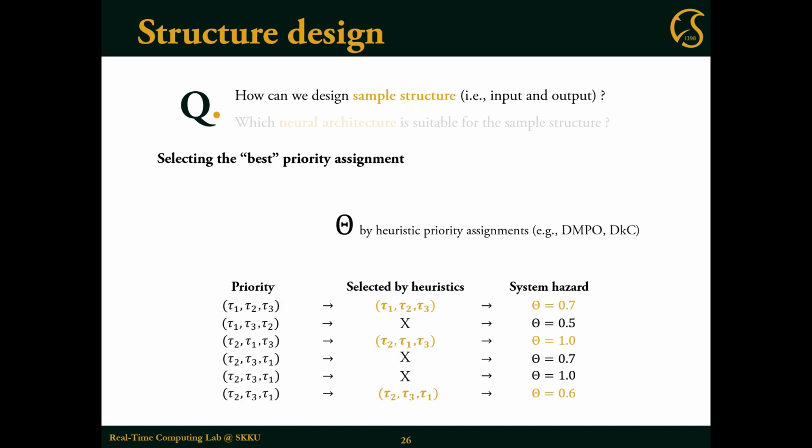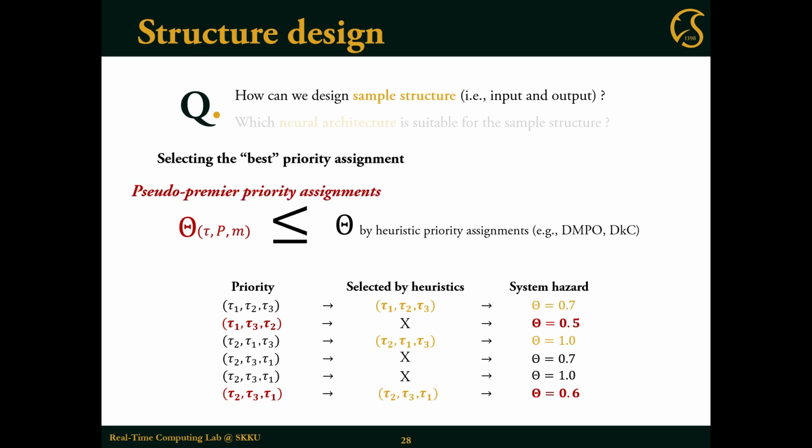Now we have found a less time-consuming way of detecting premier priority assignments. The priority assignments that we will be looking for will be the cases when the system hazard is not bigger than those derived from heuristic priority assignments, which from now on we will call pseudo-premier priority assignments. Pseudo-premier priority assignments, unlike the premier ones, are tractable and will be used actively throughout our framework.